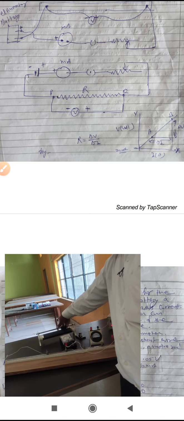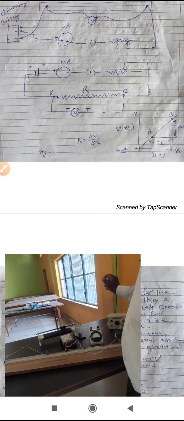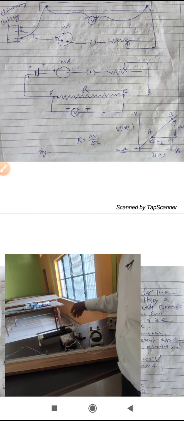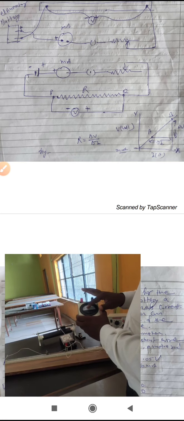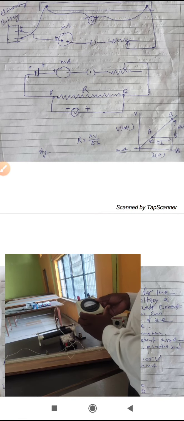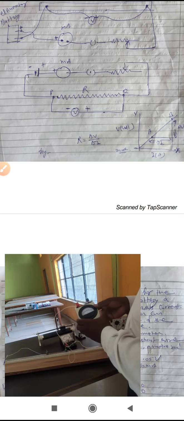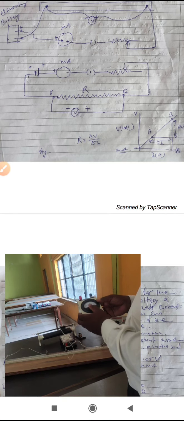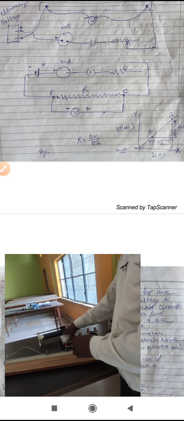For taking readings, first we calculate the least count of the instruments. Here there are 10 divisions, and 10 divisions represent 0.5 volt. So the least count of this voltmeter equals 0.05 volt, and we can measure accurately to 0.05 volt with this voltmeter. And that is the milliammeter.